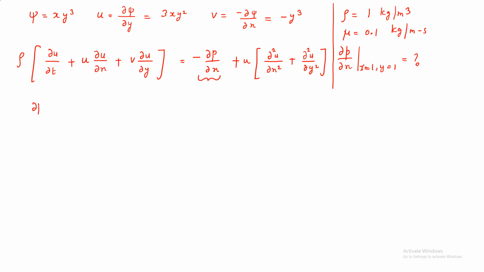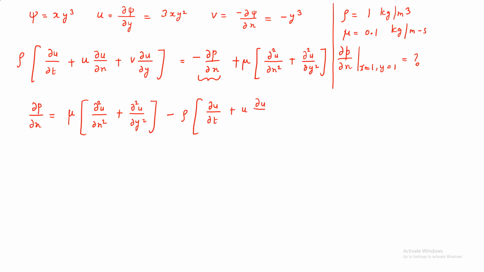So from this we just need to find the pressure gradient, right? If we write the pressure gradient on the left hand side, we will get mu into dou square u by dou x square plus dou square u by dou y square, minus rho into dou u by dou t plus u dou u by dou x plus v dou u by dou y. So let's find the derivatives here.